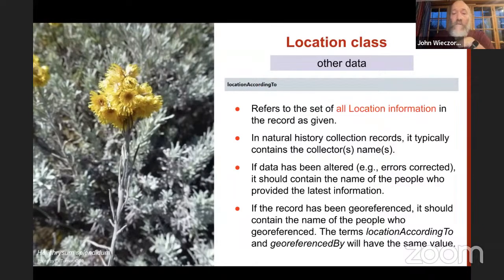And then, if the record has also been georeferenced, that is, the georeferencing fields have been filled in, then it should contain the name of the people who did the georeferencing, because they are the ones who provided the very latest and most specific information about the location. And in such a case, the location according to and the georeferenced by fields would have the same value, because they were the last person to touch both the georeference and the location in general.